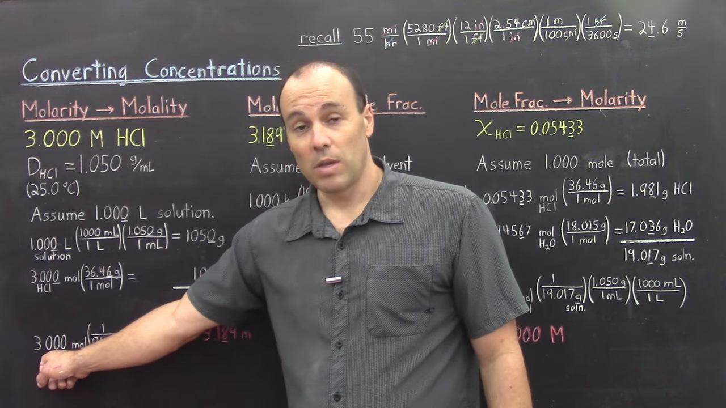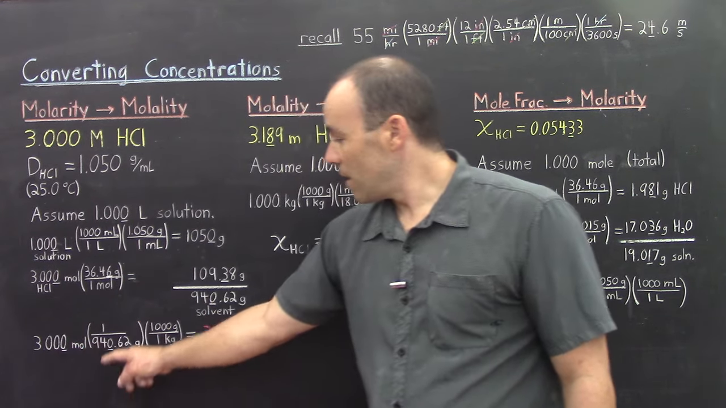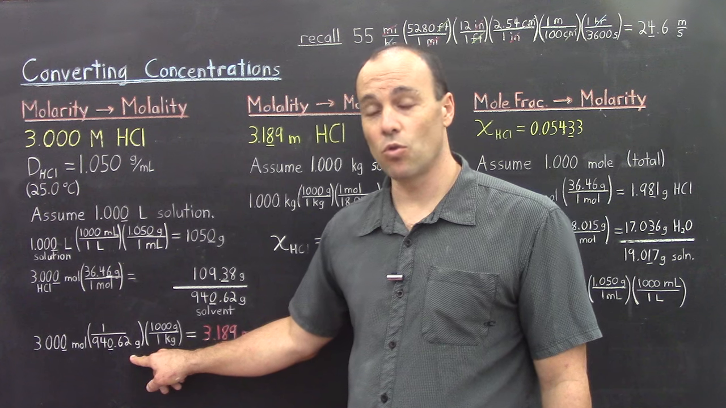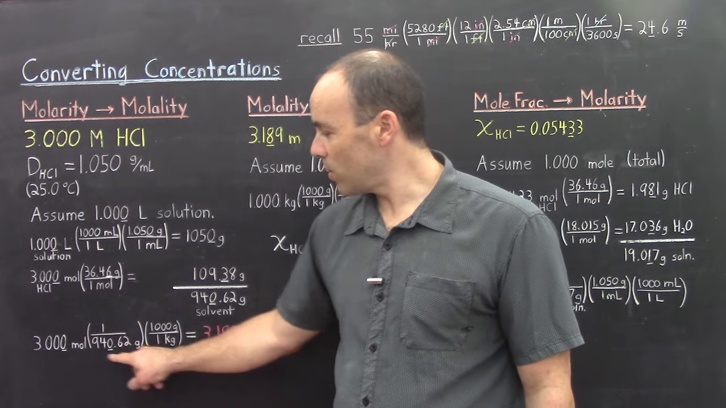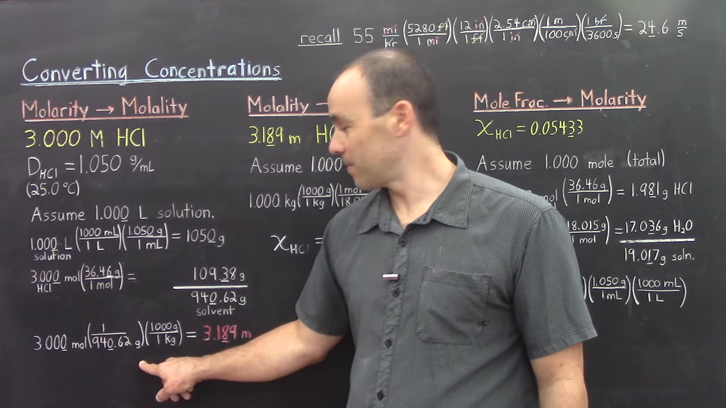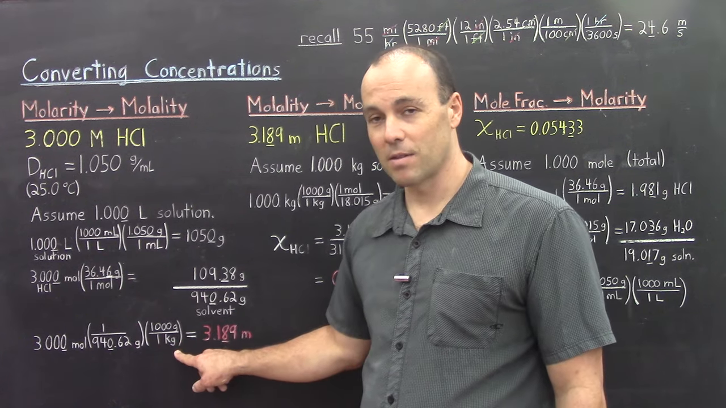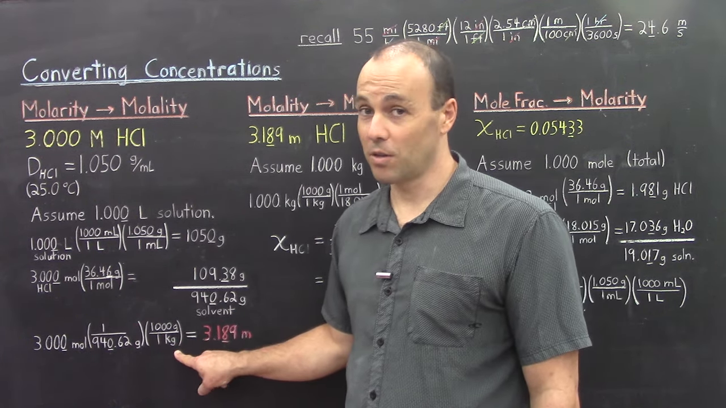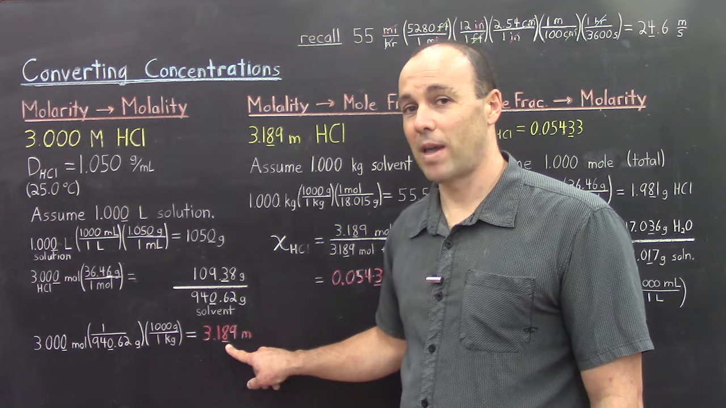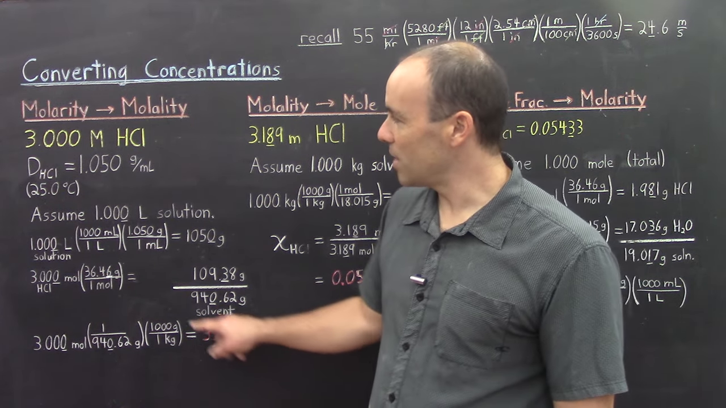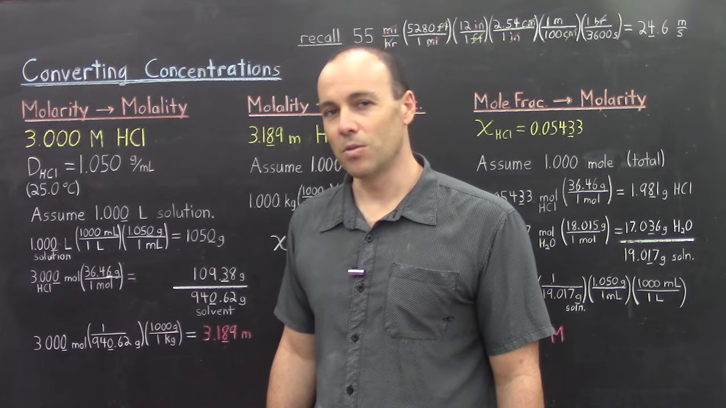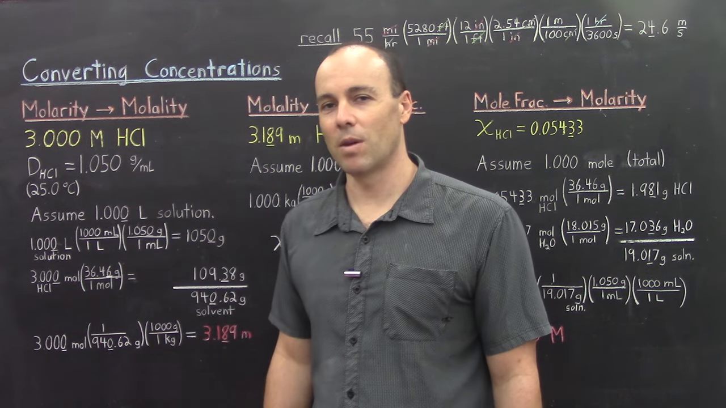We know that we have 3 moles of solute, and we take that and multiply it by 1 over 940.62 grams of solvent. So now we have moles of solute per grams of solvent. We need moles per kilogram. So we throw in the last conversion factor, and now we have moles of solute per kilogram of solvent, and that's the molality. And we end up with 3.189 molality. Molality is usually pretty close to molarity, as long as the concentrations are fairly dilute and the density is roughly the same as that of water.